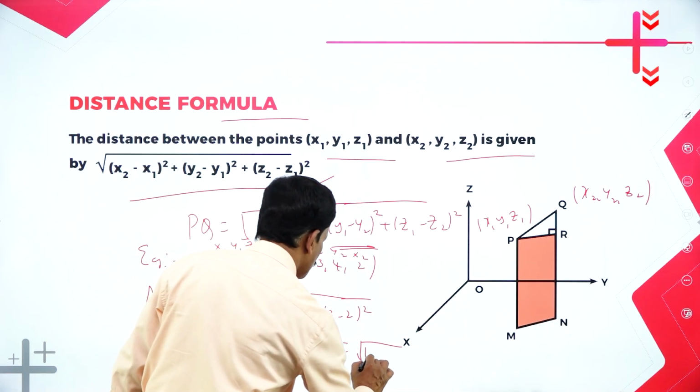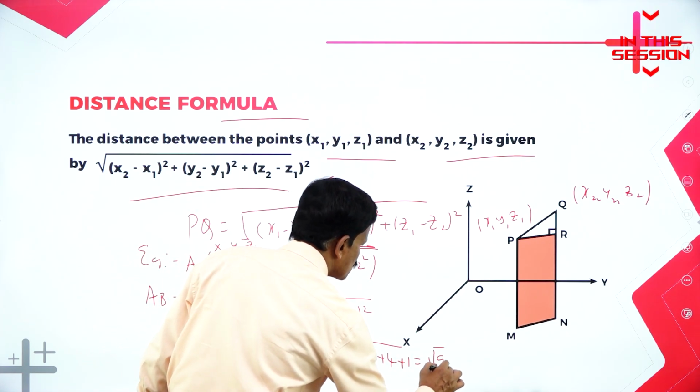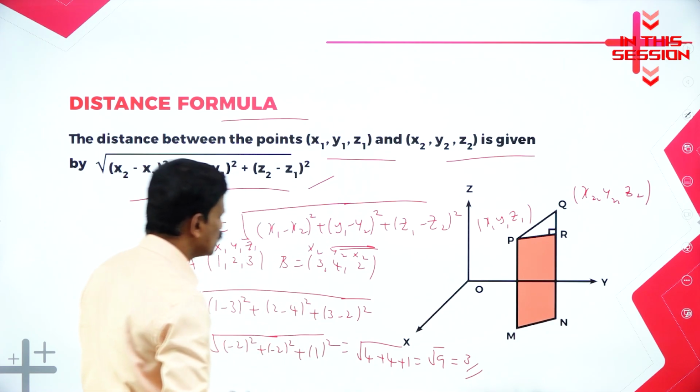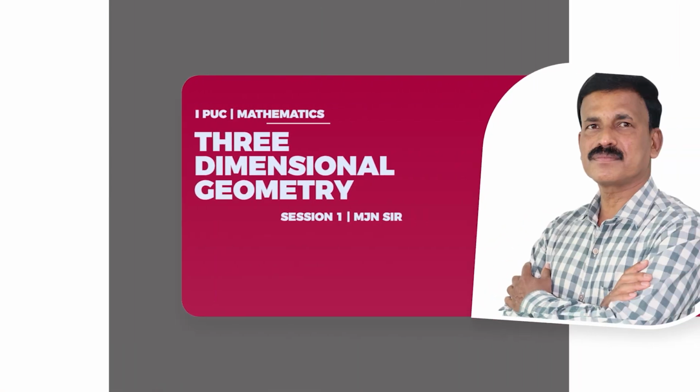2 squared is 4, plus again 2 squared is 4, plus 1 squared is 1. Root 9, square root of 9 is equal to 3. So the distance between these 2 points is 3. That's it. Okay.